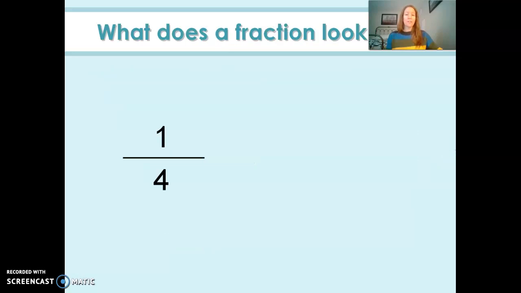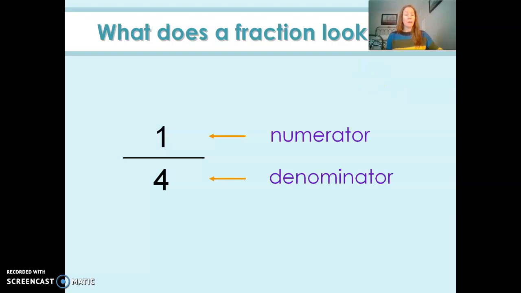So what does a fraction look like? Well, this is an example of a fraction. This is 1/4. And in all fractions, you have a top number with a line in the middle and a bottom number. The top number is called a numerator, and the bottom part is called a denominator. In the next couple slides, you're going to figure out what's important about a numerator and what's important about the denominator.